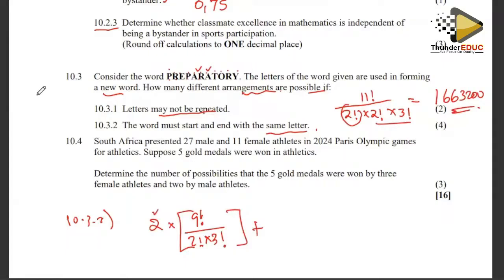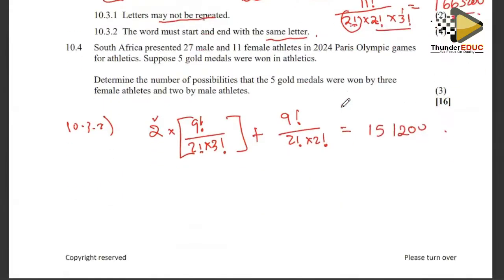The reason why I'm multiplying by 2 is because we have 2 factorials. So if I'm using the 3 letters, which means starting with R and ending with R, I'll just be left with a 1 factorial. So it's going to be 9 factorial over 2 factorial times 2 factorial. And when I punch this into my calculator, I'm ending up with 151,200.